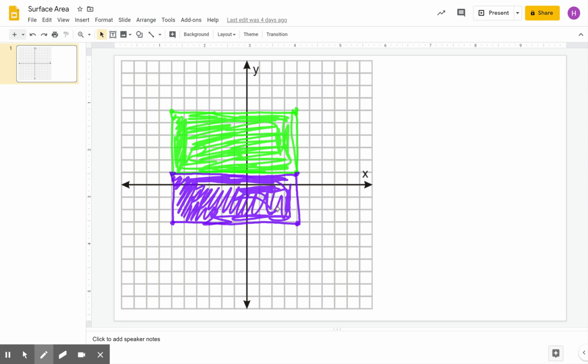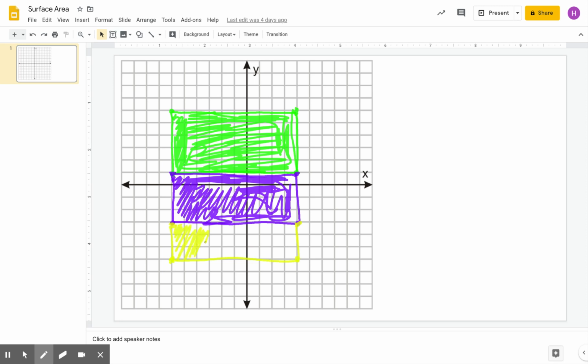Okay, now we're going to switch over to yellow. Yellow, positive 4, negative 3, positive 4, negative 6. Next one, negative 6, negative 6. And negative 6, negative 3. Here is our third rectangle.